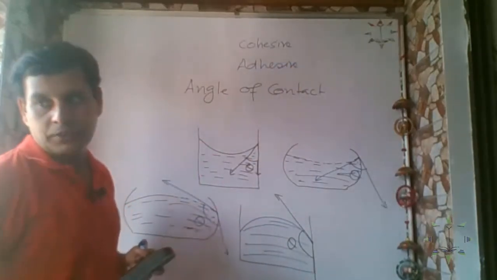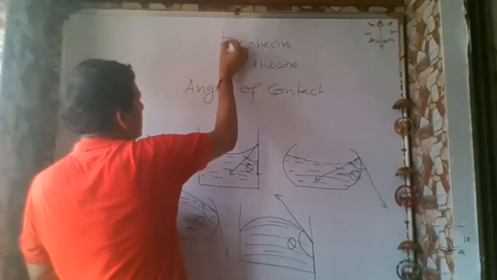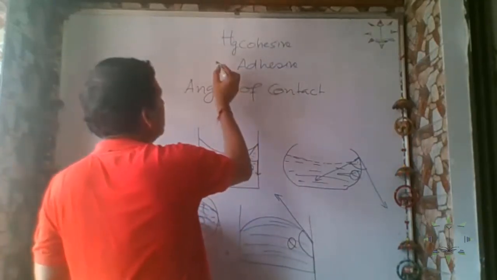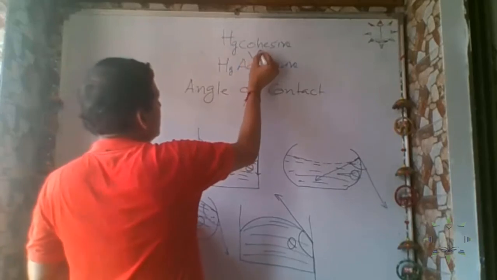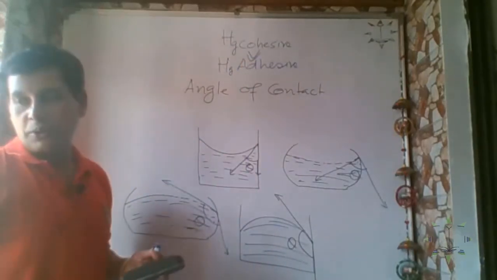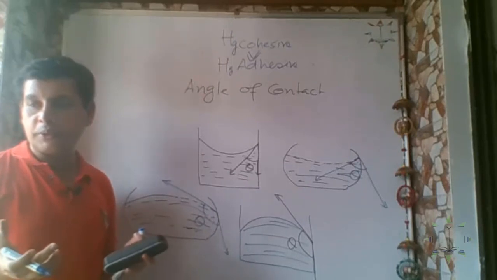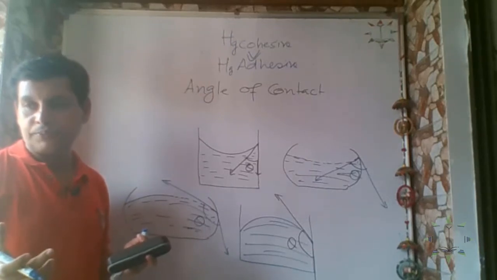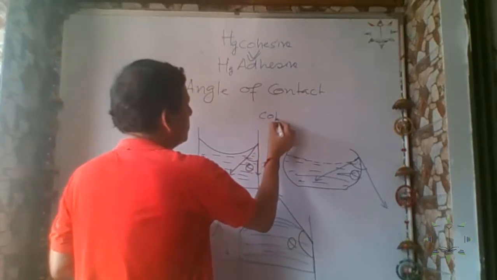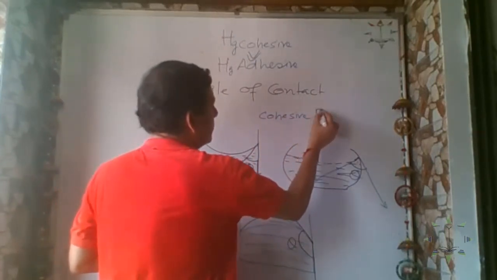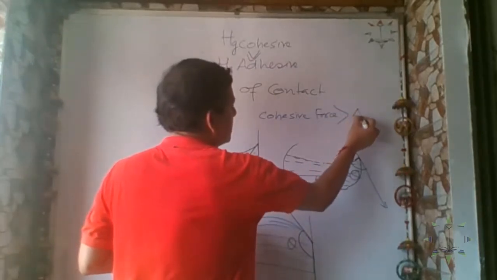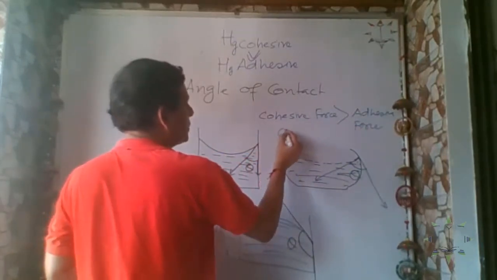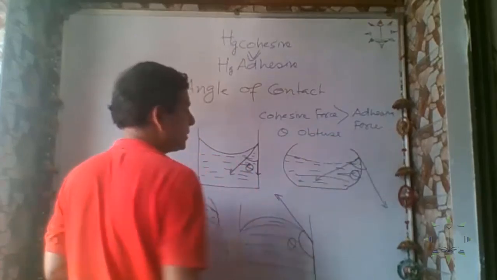In case of mercury, denoted by Hg, the cohesive force is greater than the adhesive force. This is much greater. Cohesive force, that is the force between mercury-mercury molecules, is much more than the force between mercury and glass molecules. So if cohesive force is greater than adhesive force, the angle of contact is obtuse, theta is obtuse. Obtuse means more than 90 degrees.